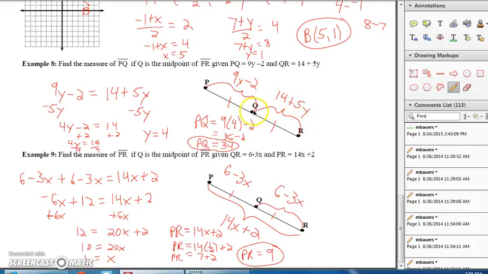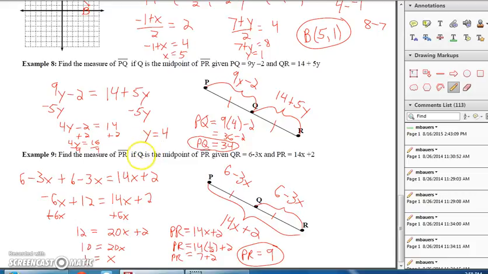Well, if Q is the midpoint, think about it. If I say this is right in the middle, if the whole thing is, let's just make up a number, 10 units long, wouldn't this be 5 and this be 5? So these two are the same measure, right? They're congruent. Now, I don't know what PR is, but I know that no matter what it is, if this is the midpoint, these are congruent. So I just set this equal to this, and I solve for y. I get 4, and then I can just substitute that back in.